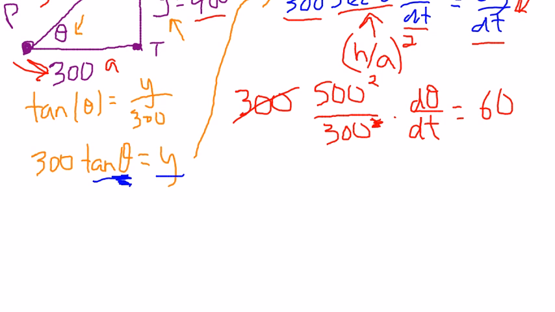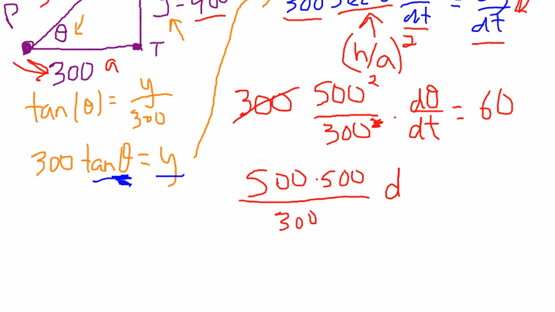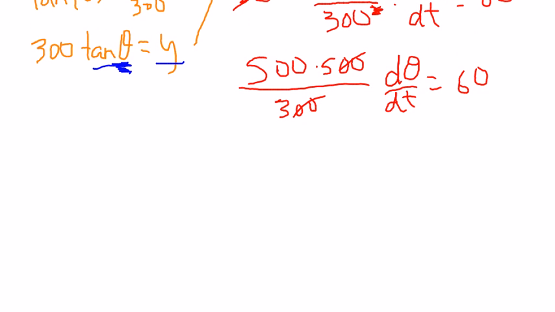So I'm going to write out the 500. If I had a calculator right here, I'd be almost over. I would just punch it in and get a number, right? But unfortunately I don't. So I have 500 times 500 over 300 times d theta dt, which is what I'm looking for, is equal to 60. So I can cancel some of these zeros with some of these zeros. Then what I really have is 500 times 5 over 3, and I'm going to leave it factored so that I can simplify things over on the right hand side.